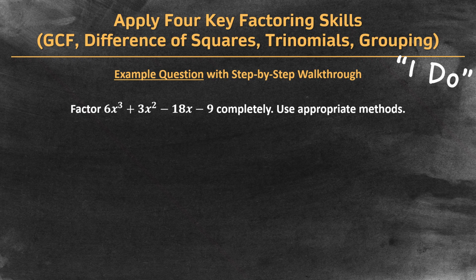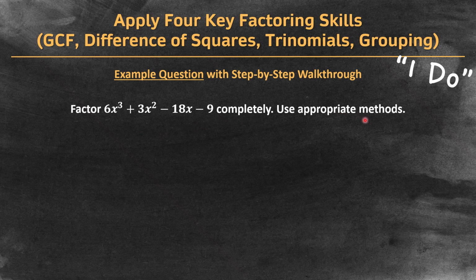Let's take a look at the second aspect. Apply 4 key factoring skills: GCF, greatest common factor; difference of squares, which is square minus square, a squared minus b squared; trinomials, which are 3 terms, x squared, x, and then a constant; and then grouping. So let's start with this example question. Factor 6x cubed plus 3x squared minus 18x minus 9 completely.